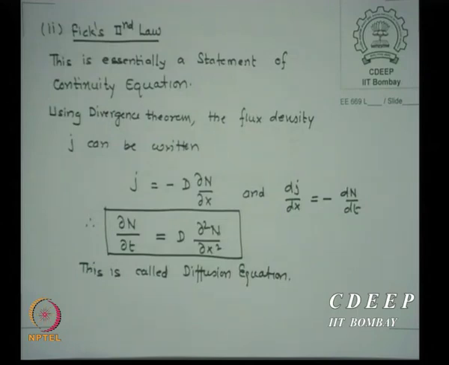This is called the diffusion equation. This is what we want to solve. Why? For a given time, impurities are coming in and also moving in. Is that point clear? Why is this equation relevant? Impurities are coming inside, moving with time, but also moving in space.